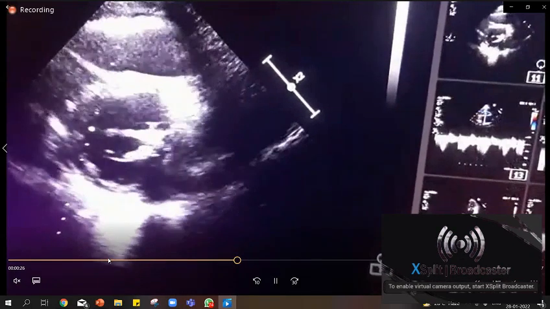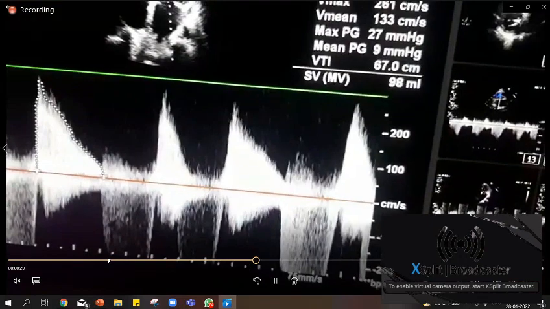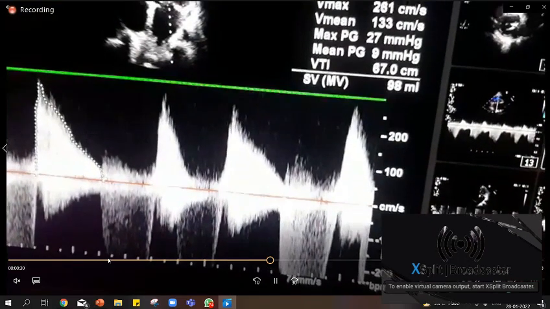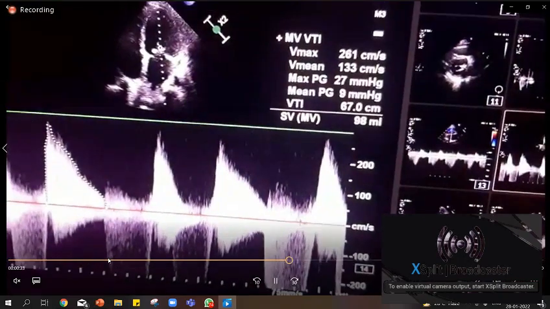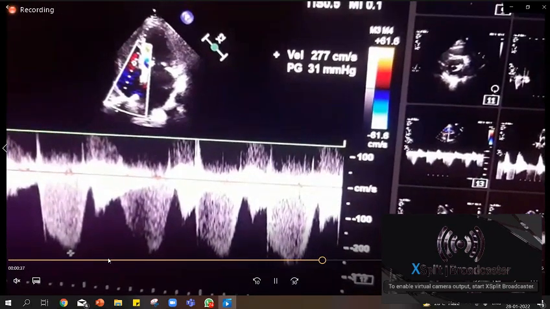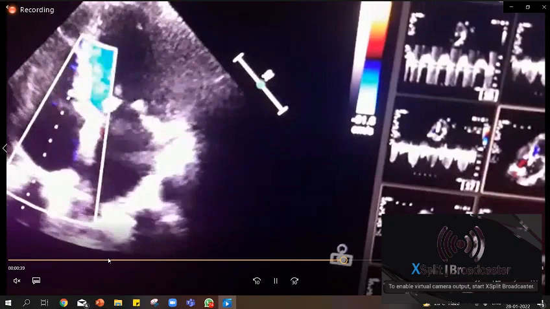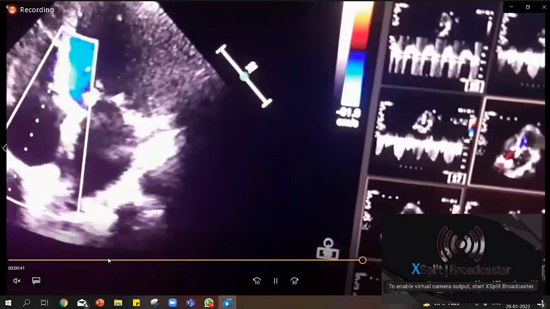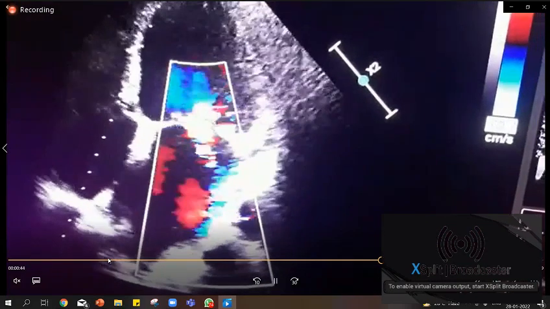Ma'am, is there a little AS also? Aortic stenosis? No, there was no AS. A little AR was there, a very trivial or very minimal aortic regurgitation. Okay, right. I am not able to assess LV function properly.